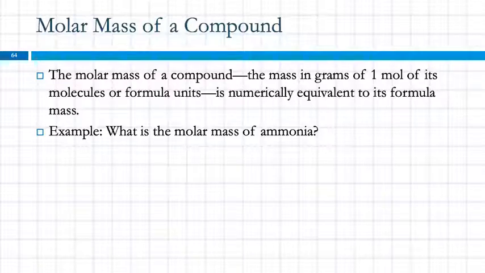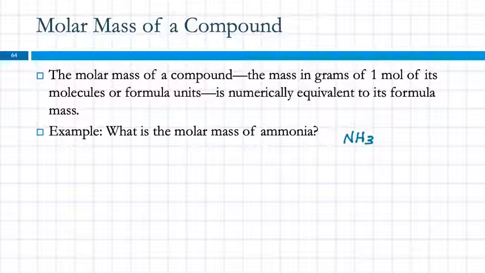Okay, so molar mass. The molar mass of a compound is the mass in grams of 1 mole of its molecules or formula units. It's the same number, but it's in grams. So let's do this one. What's the molar mass of ammonia? What's the formula for ammonia? NH3. Why? As you memorize it. Because Mrs. K said so. Okay, that's the formula. So we're going to calculate this in exactly the same way.